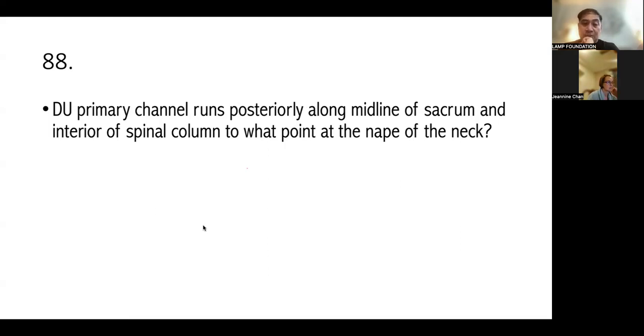How do you needle Du 16? Doc, downward, upward, or perpendicular? Downward po, Doc. Okay, it cannot be upward, because it would hit the medulla oblongata. Well, very good. Great. He knows.